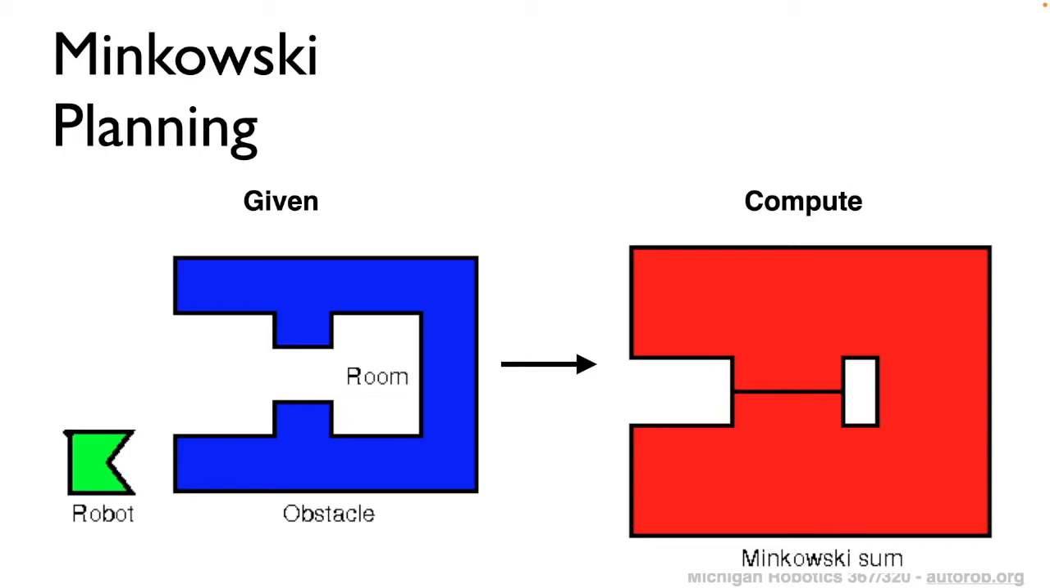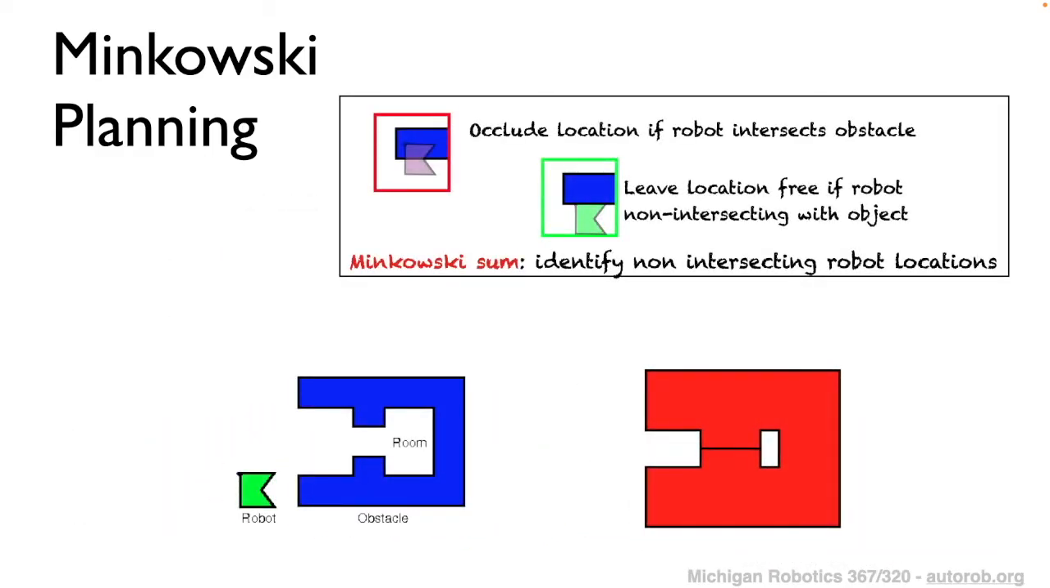And so the resulting configuration space, which is shown on the right-hand side, could then be used for motion planning with a more simplified algorithm that doesn't need to consider the robot's complex geometry. To visually illustrate, one way that you can think about this Minkowski planning is to imagine that on the right-hand side, once you've performed the Minkowski sum, all of the occluded regions represent portions of the space in which the robot would be intersecting with an obstacle, whereas all of the spaces that are free of that occlusion represent poses that the robot would be taking that are collision-free. And so this Minkowski sum, just restated, is an approach to identifying the non-intersecting robot locations or robot poses.